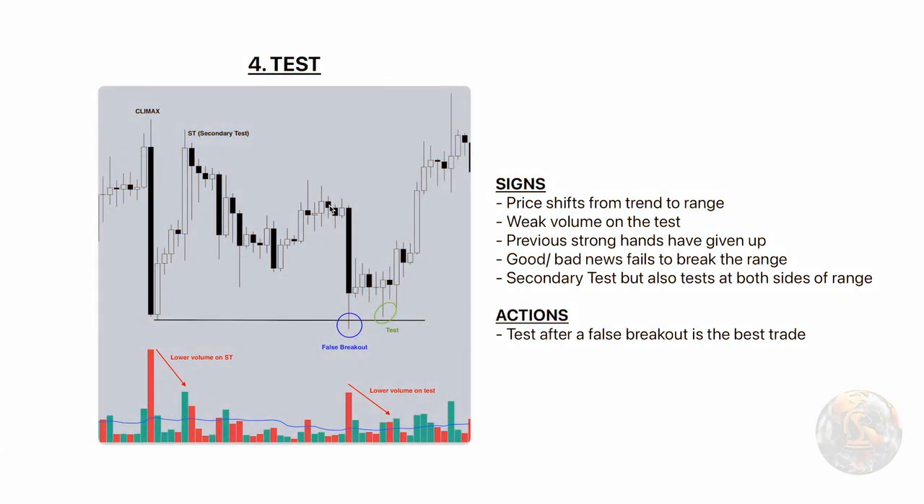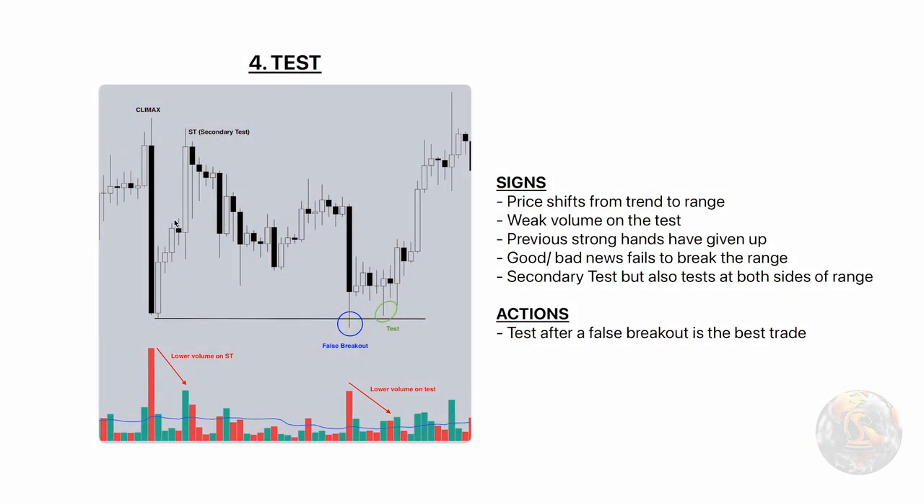Then we have tests. So what is a test? Very simply, it's where price returns to a level that it was at previously to try and either break out or reject. So in this example, we have the climax, we then have our reaction, and then we have our secondary test, where price comes up but fails to go higher, and it has lower volume. All characteristics of a secondary test, right? So it's where price officially shifts from the trend to the range. You should see weak volume on the test, lower volume on the test than you saw on the climax. The previous strong hands have given up, right? So the people who previously were pushing the market up or down, they've decided not to bother anymore. It's too much effort. That's why you see lower volume and that's why you see failure.